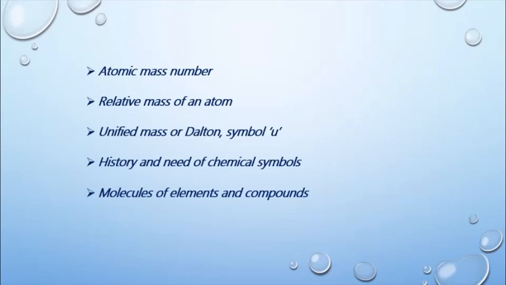Some of the elements exist with 2 or 3 or 4 atoms together, for example NH4 and other examples. So these exist in polyatomic states. That means more than 2 or 3 atoms of an element combine and form a molecule. So these are called molecules of elements and compounds. They exist according to their states.